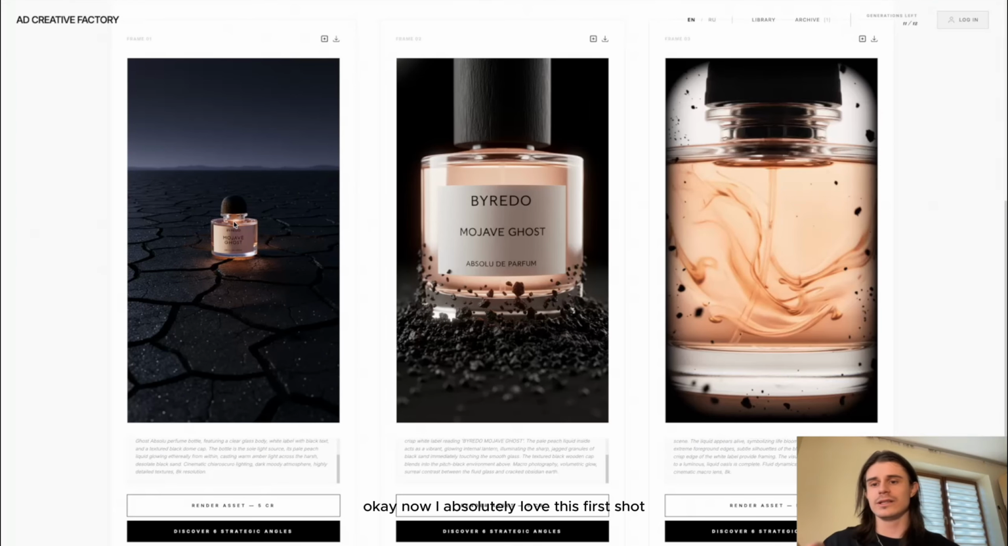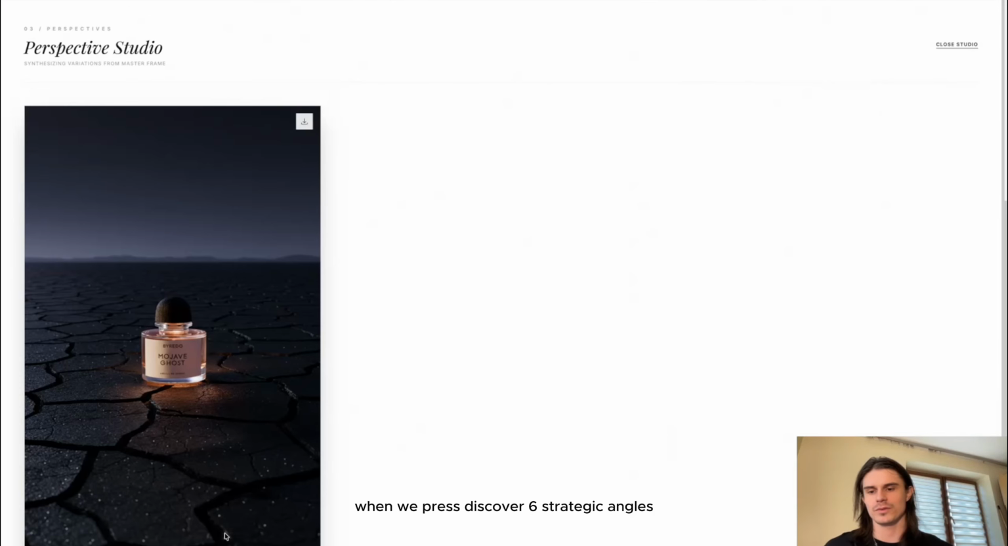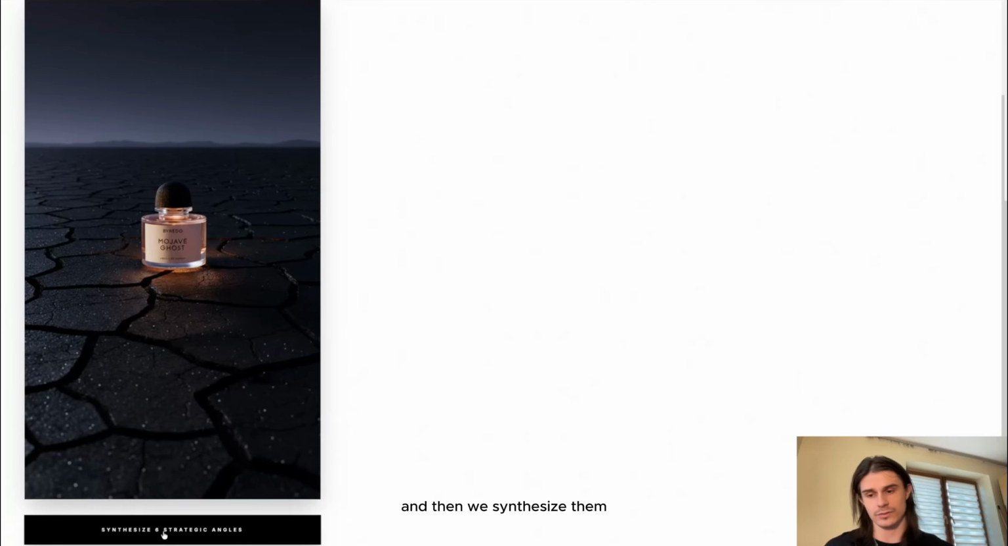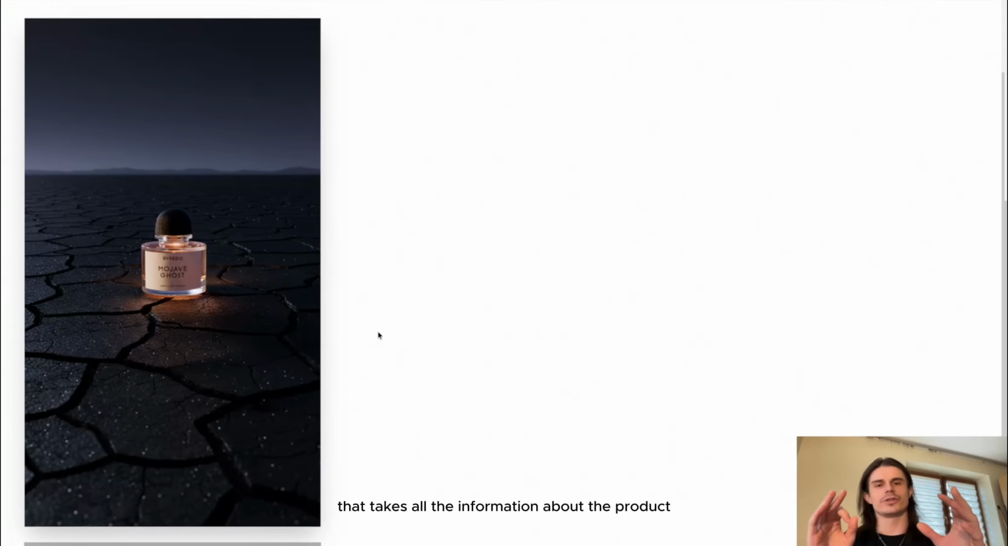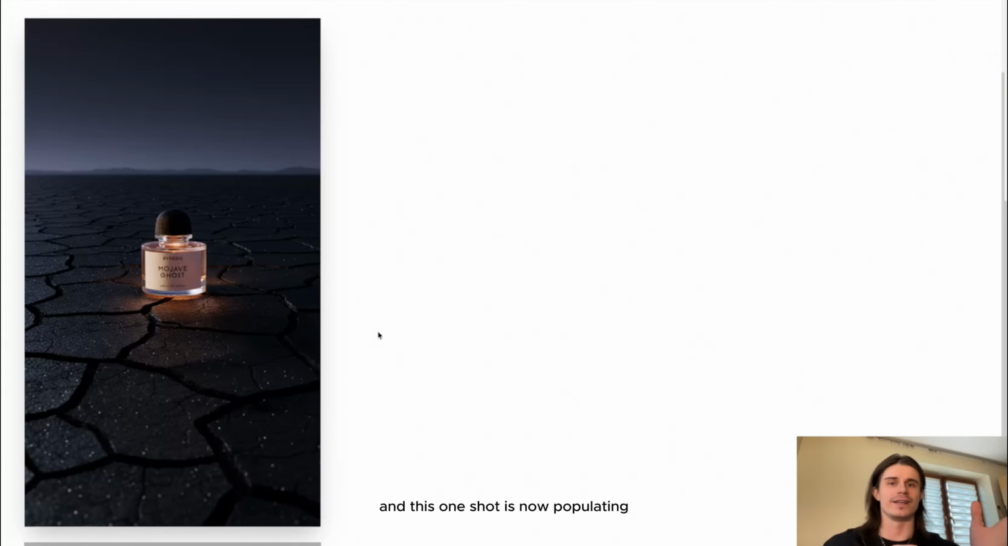Okay, now I absolutely love this first shot. And what do I do? Normally on Higgsfield or anywhere else, we just try to understand what to do with this prompt, right? Here it's pretty easy. We discover 6 strategic angles. When we press discover 6 strategic angles and then we synthesize them, that takes all the information about the product and combines it all together with this picture, and uses this picture as a reference for all of the other shots. So here we had one shot that we loved, and this one shot is now populating into 6 different shots that can be used in one story. How cool is that? I mean, that is amazing.